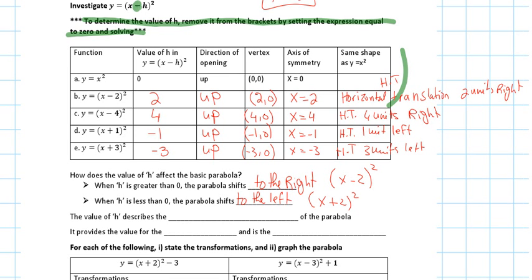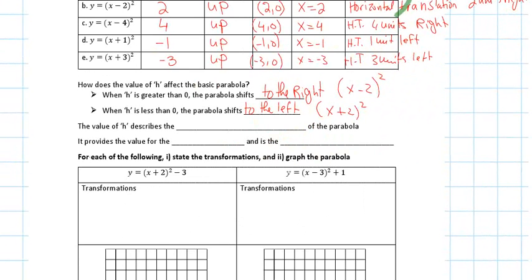Okay. So the value of h describes the horizontal translation. And it provides the x value of the vertex and is the axis of symmetry. Good.